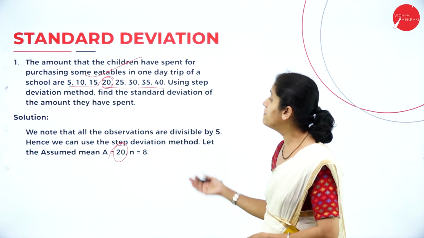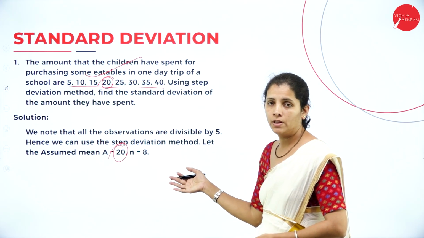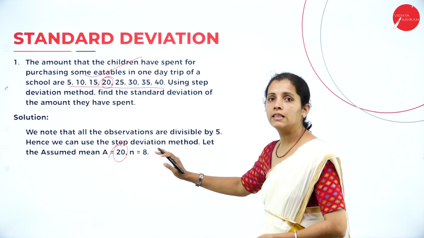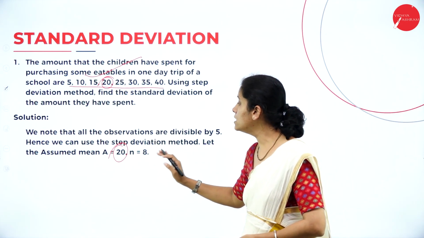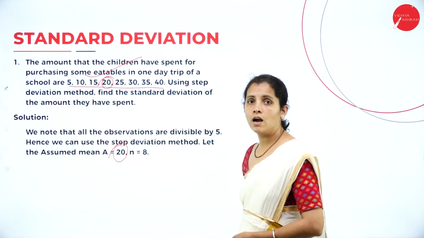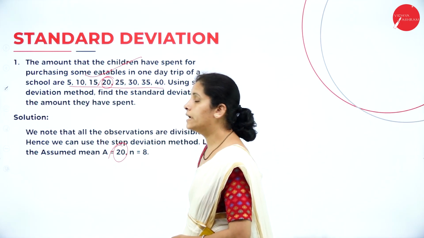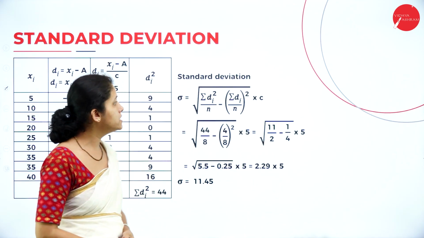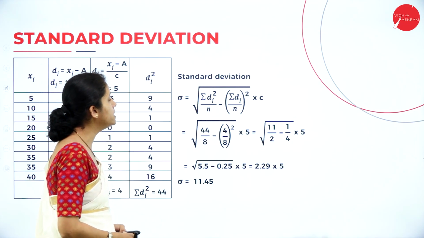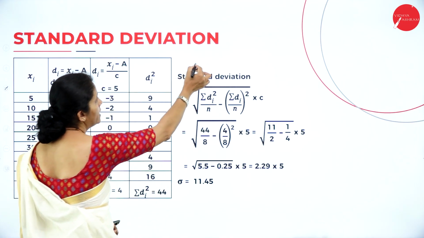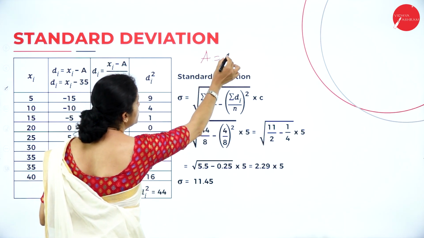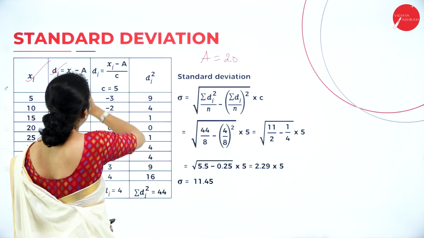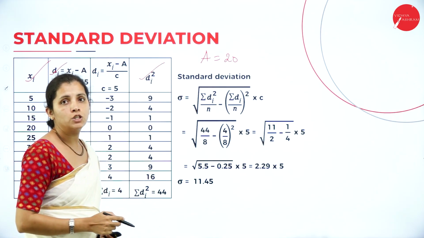What's the value of n here? It is 8, the total number of data present in the given data set. Now, dear student, I just want to find out the standard deviation. My assumed mean is 20, and the things I require are xi, di and di square.